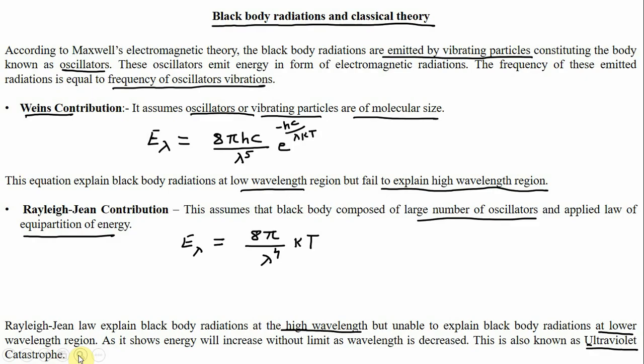So this was all about the black body radiations and classical theory. Here classical theory failed to explain black body radiations at the low wavelength region and at the high wavelength region. So this was the failure of classical theory. In the next video lecture we will see how quantum theory can explain black body radiations.